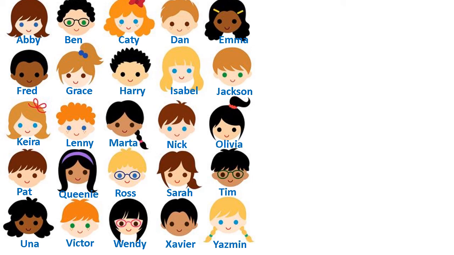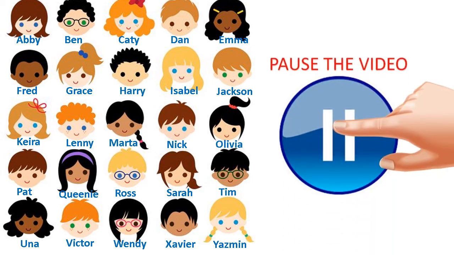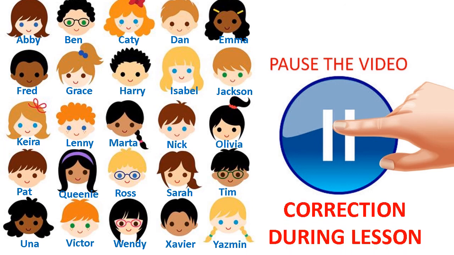Now, pause the video. Complete the first chart, writing the names of each child, their hair color, and their eye color. Then, use the first chart to complete the 2 tally charts. Use the sticks to count. We will correct this during our next lesson.